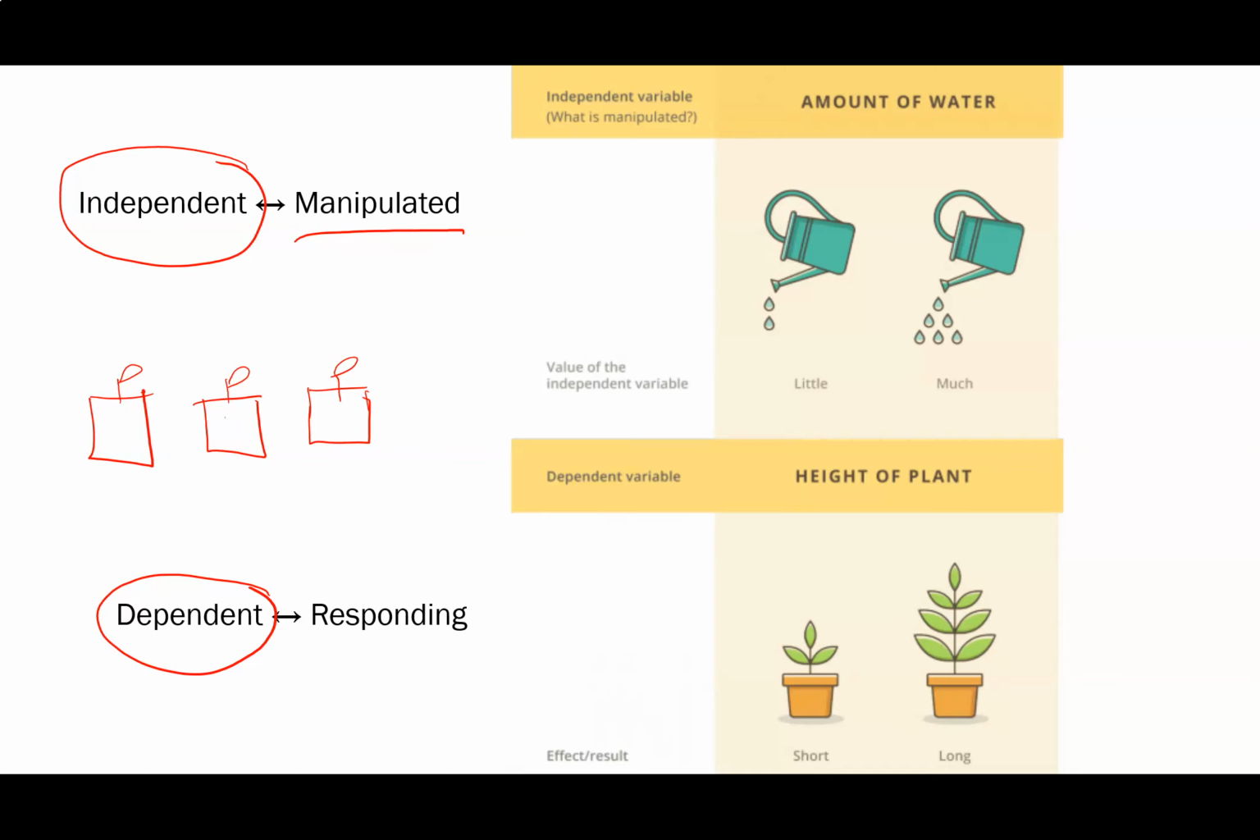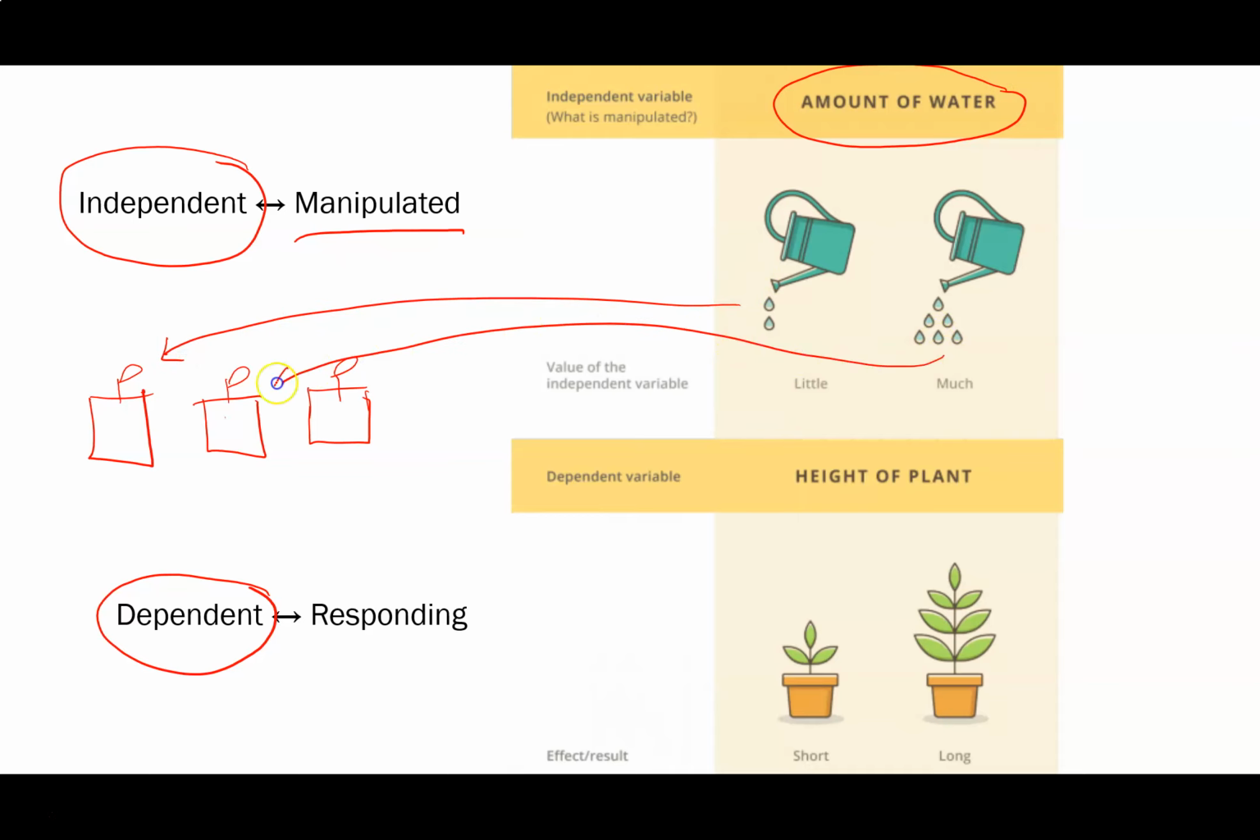You may choose to manipulate the amount of water that this plant is getting. So your first plant will get a little bit of water. Your second plant will get more water, and maybe your third plant will get no water. That is up to you as the scientist to decide. So the manipulated variable or the independent variable is the amount of water.